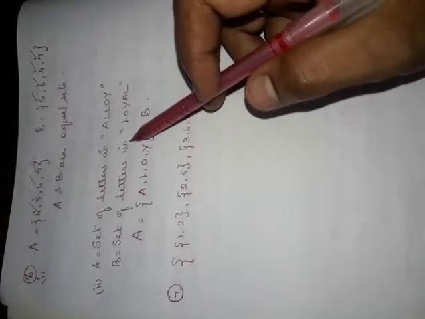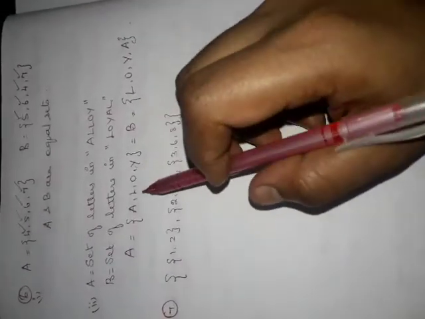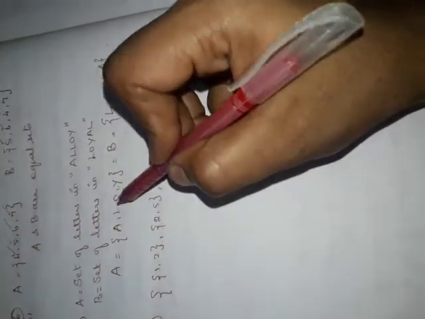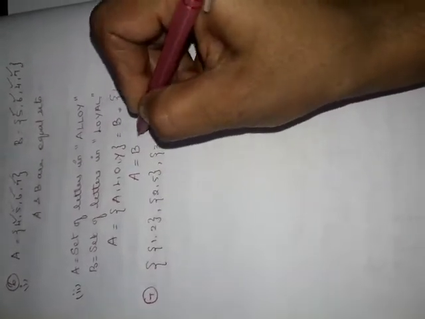Now what will be the elements of set B? The set of letters in the word "loyal". Again, the elements in B are L, O, Y, A, and again one more L. We have already written L, so we don't want to repeat. Now let us see, in A we have A, L, O, Y, and here also L, O, Y, A. The order changes, but the elements are the same. So here we will say the set A is equal to set B.